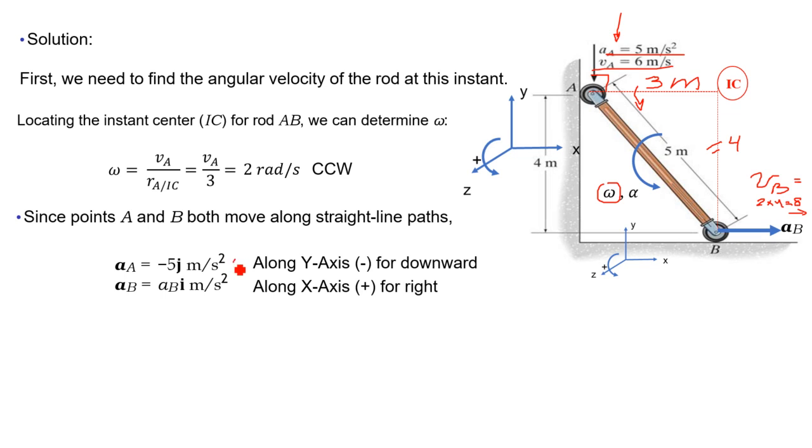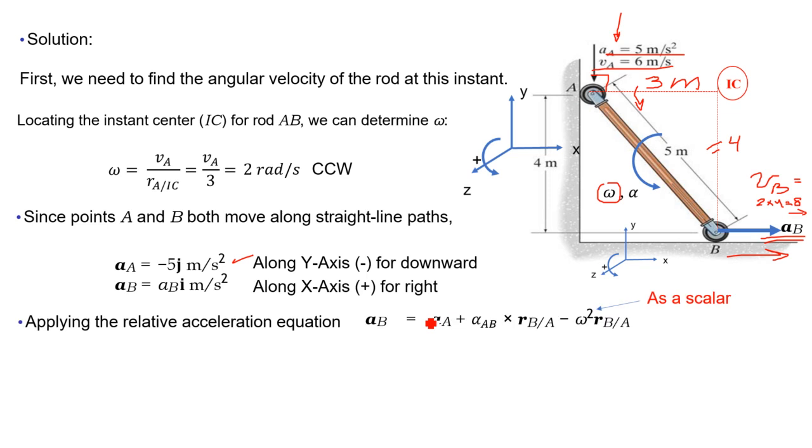Okay, so that's minus 5 meters per second square. We put the j because it's along the y-axis. Now for the point A, it's going along the x-axis to the right, and that makes it positive. So it's going to be written as a_AB i meter per second square along the x-axis, and plus for the right.